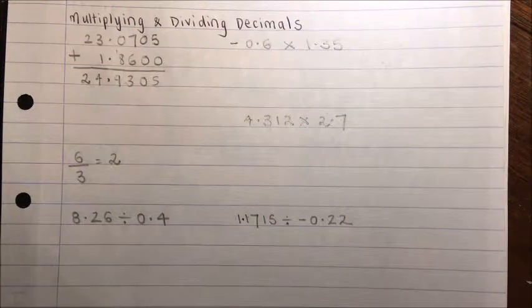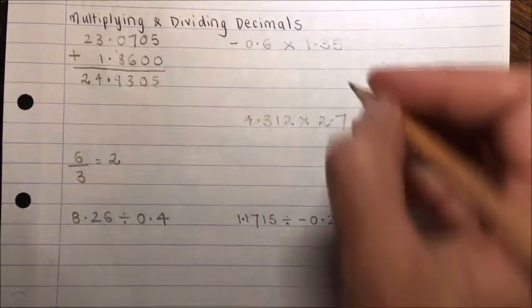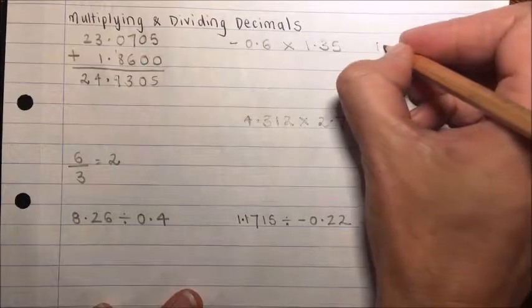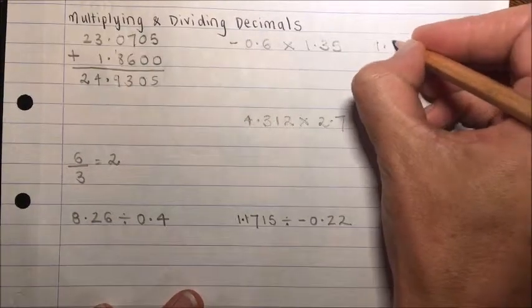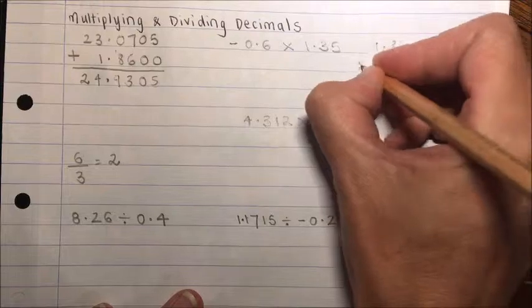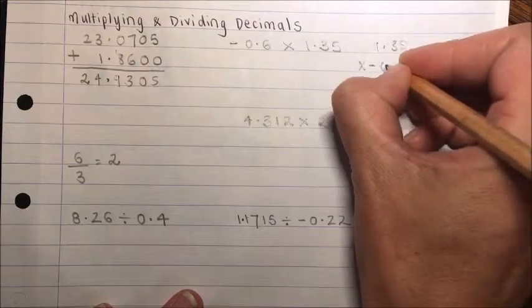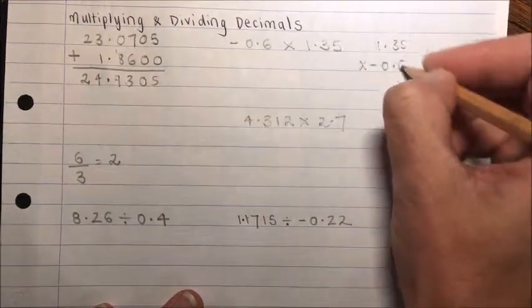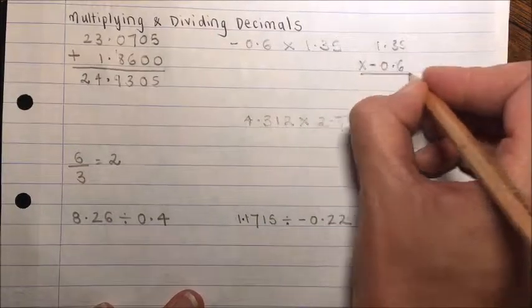When we're doing multiplication, it's different. So let's write them in to begin with. We've got 1.35 times -0.6. So it doesn't really matter that they're not in line.